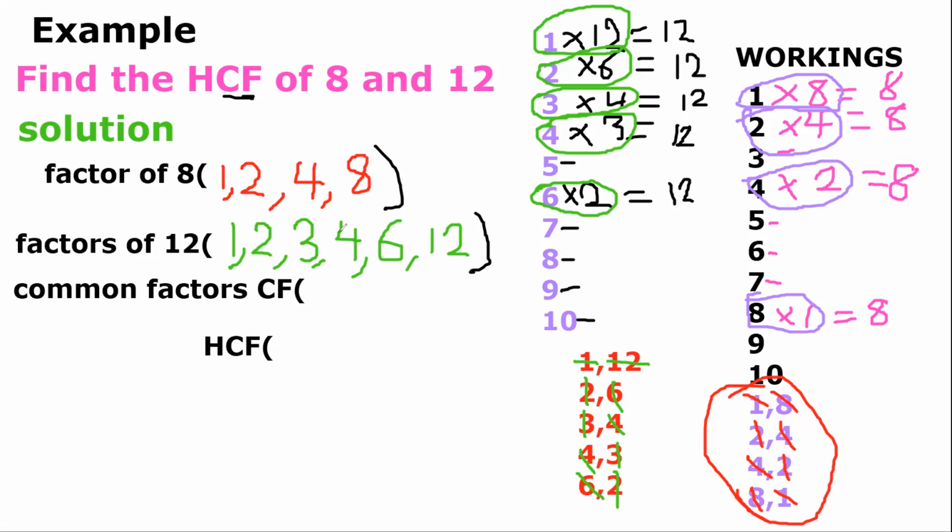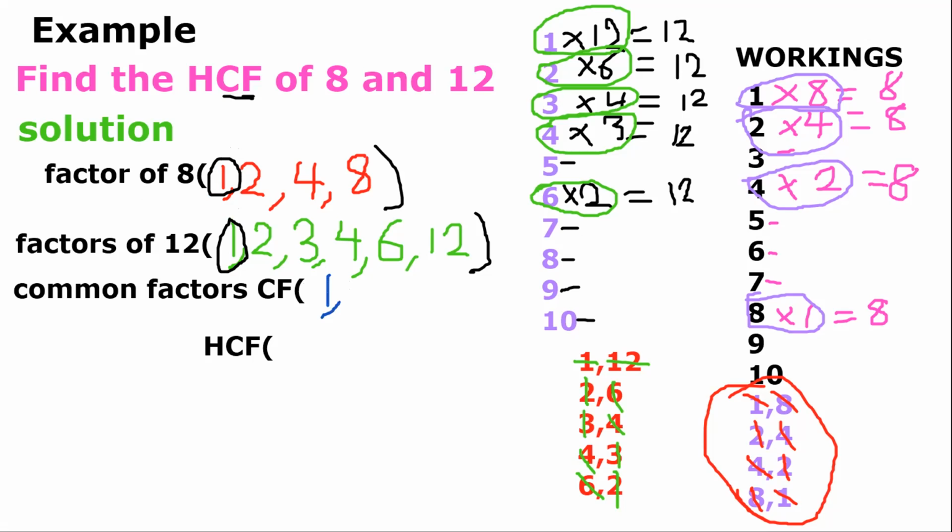So within these two sets, the number that appears in the set of factors of 8 and at the same time in the set of factors of 12 are the common factors. So let's see whether you'll be able to identify those numbers that appear in the factors of 8 and at the same time in the factors of 12. So 1 appears here, 1 also appears here. So 1 is one of the common factors here. So the common factors, we have 1.